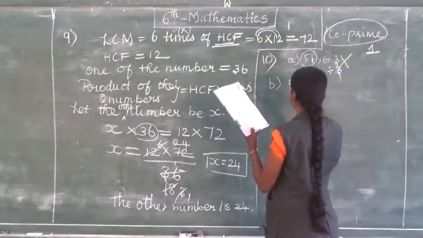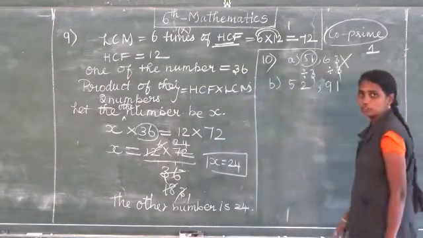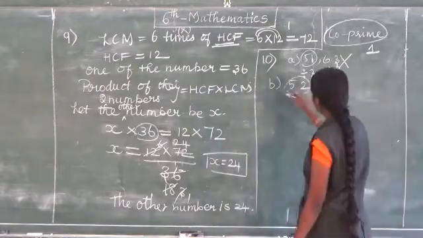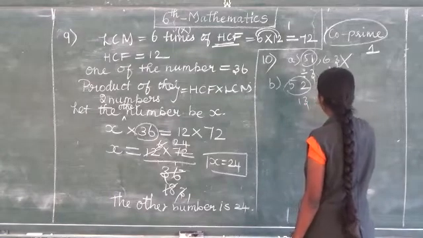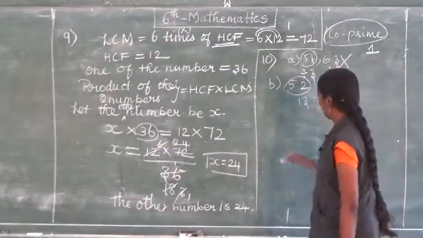Option B, 52 and 91. If you go for 52 and 91, 52 will come in the 13 table, and 91 also will come in the 13 table. So it is not a co-prime pair.